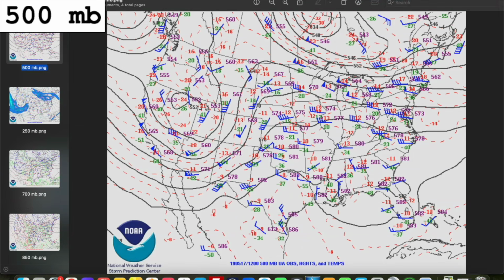So to summarize, at 500 millibars, we want to be looking for these troughs in the geopotential height contours, and we want to focus on the exit region of these troughs for the greatest chance for severe storm initiation, because lift is maximized in the exit region of these troughs.